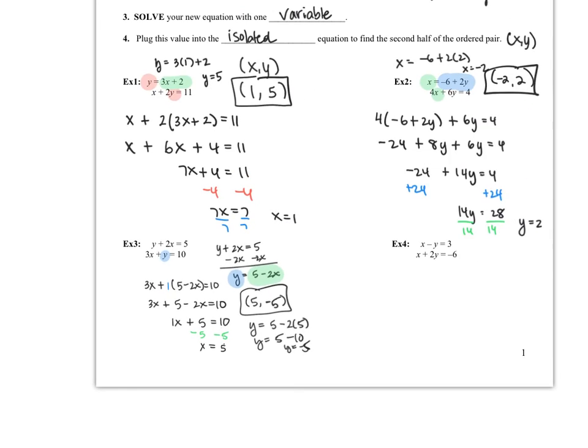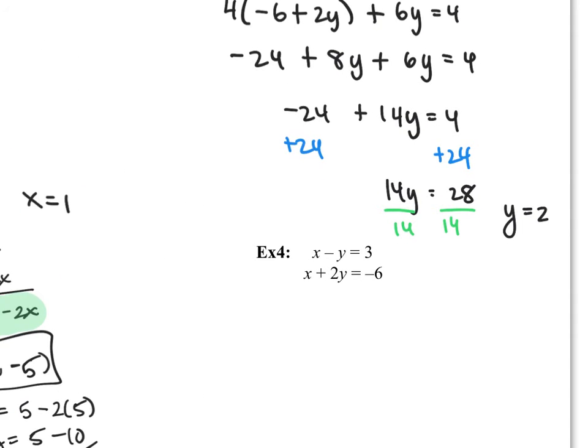So at this point, you're going to go ahead and pause the video, try example 4. Start by thinking about which of your 2 variables, x or y, is going to be the easiest to isolate. Isolate that variable first, substitute it in, solve your new equation, and don't forget to find the second half of your ordered pair. Pause the video, press play when you're ready to check your answer.